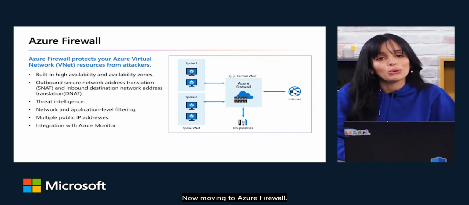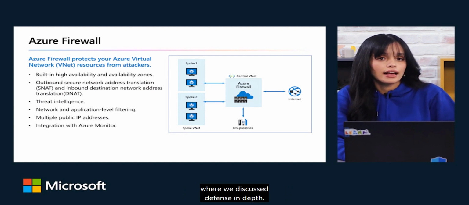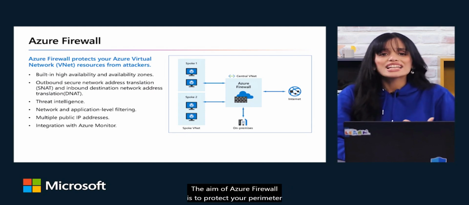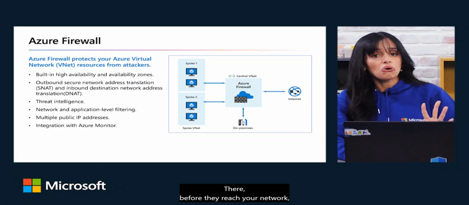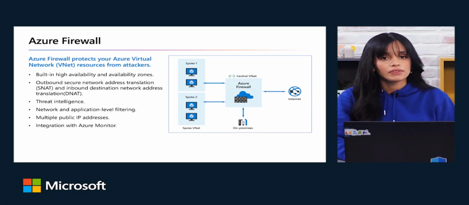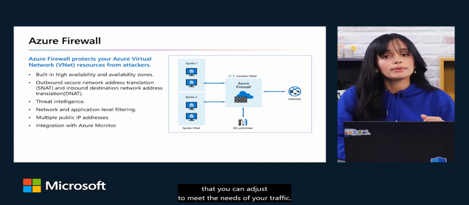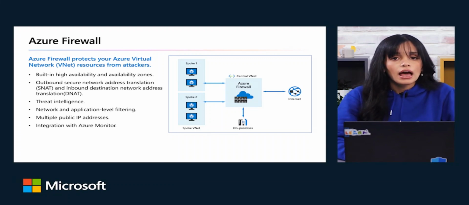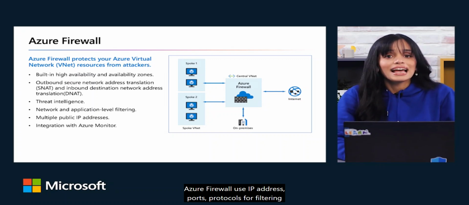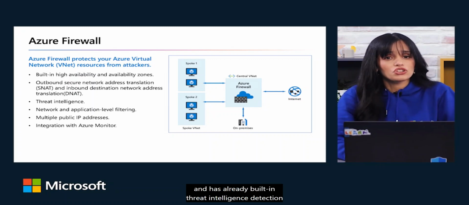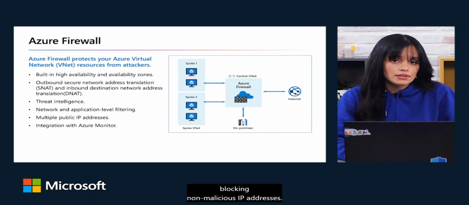Now moving to Azure Firewall. I want to take a minute and go back to the first session, where we discussed defense in depth. The aim of Azure Firewall is to protect your perimeter and stop all attacks there, before they reach your network. Azure Firewall is a scalable, highly available solution that you can adjust to meet the needs of your traffic. Azure Firewall uses IP addresses, ports, and protocols for filtering and already has a built-in threat intelligence detection that can automatically block known malicious IP addresses.